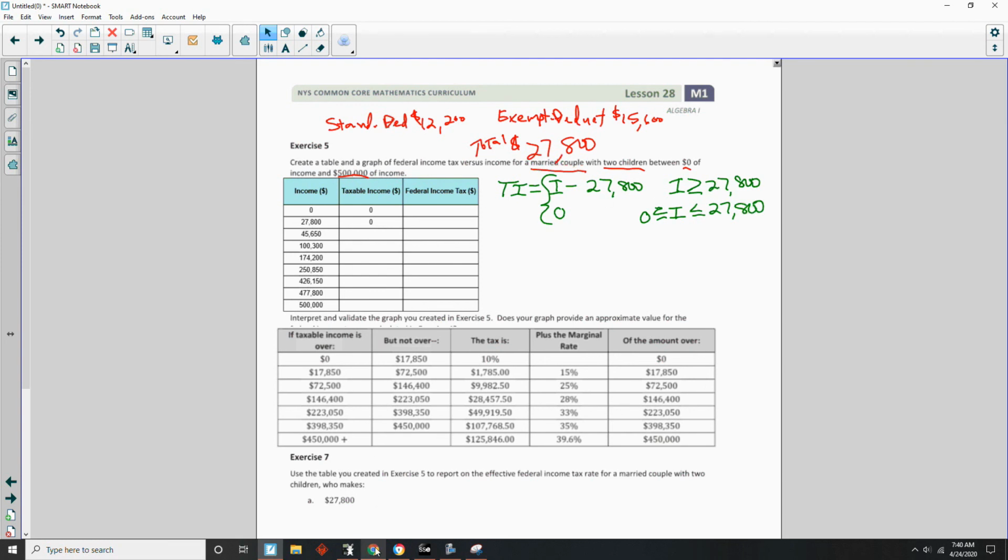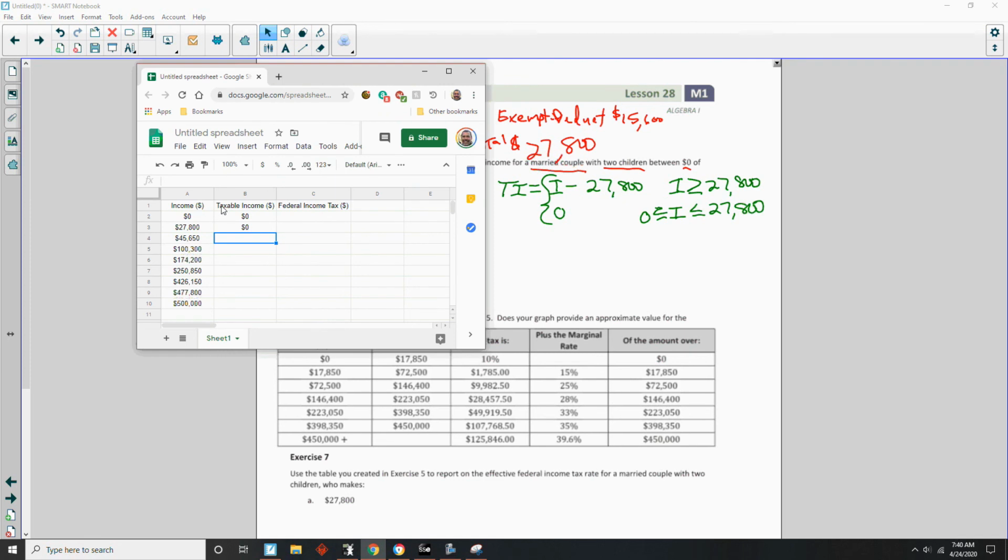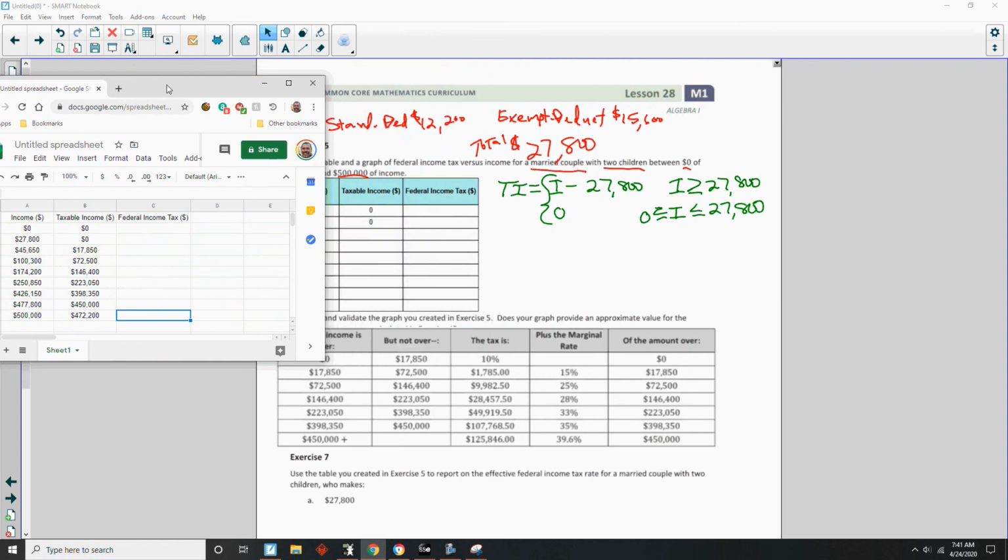So I've done this in a spreadsheet. I'll just bring this up here. So I did income, taxable income, federal income, and here's the first two, $0. And then this, if you aren't familiar with spreadsheets, they really make things easier when you're calculating a lot of things. All I need to do is subtract 27,800 from these values here. So I just go into this cell here and hit equals. Click on this cell. So it's going to be A4 minus 27,800. And if I hit enter, it'll tell me that amount. And then I can simply click and drag this down, and the calculation will take the next one and the next one and the next one. So there are my values that I'm going to put into my table here.